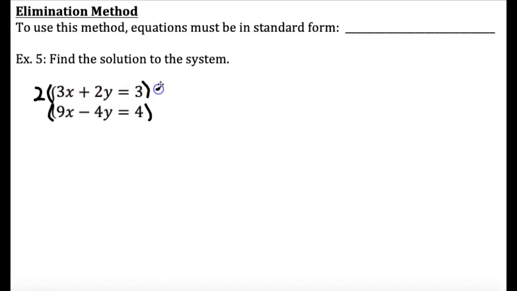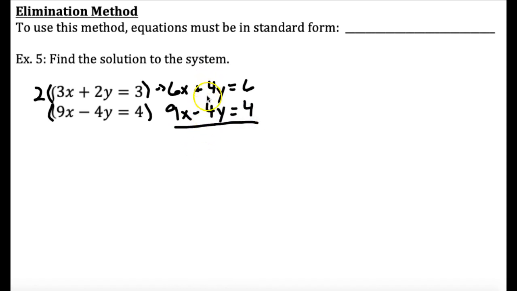So when I do that, I'll get 6x plus 4y equals 6. Then the bottom equation, I don't need to change at all. So this will stay 9x minus 4y equals 4.